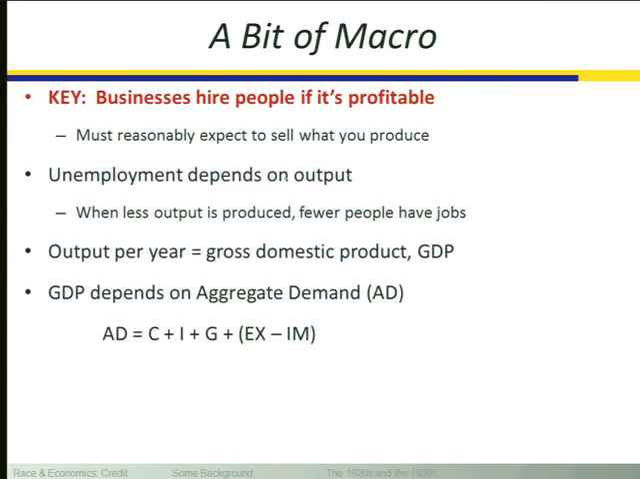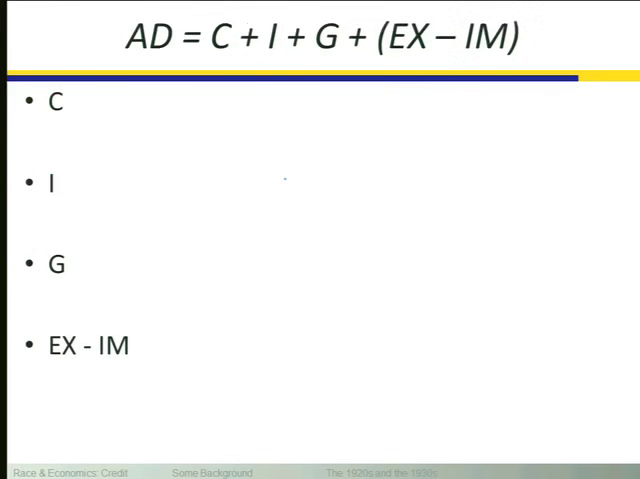When less output is produced, fewer people are going to have jobs. The amount of output we measure with GDP, the amount of output that's produced depends on aggregate demand, C, I, G, exports and imports. The C is consumption spending, which is done by households. The I is investment spending, which is business spending for three things. What are those three things? Changes in inventory holding.